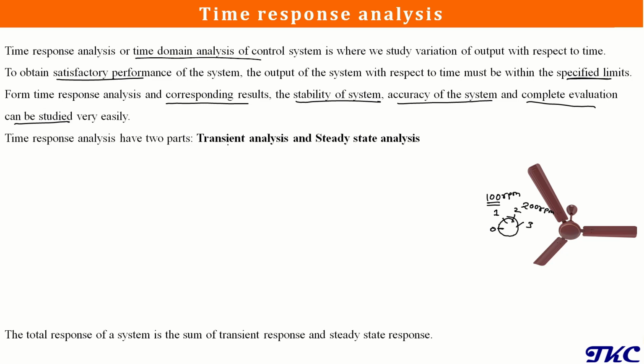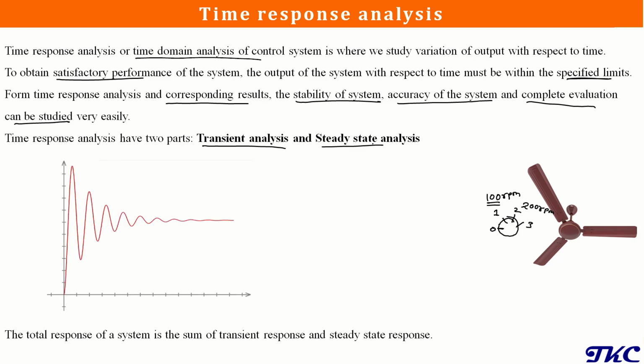Generally we find two types of response in a system. One is called the transient response and the second one is called the steady state response. Whenever we do the time response analysis, we plot the output with respect to time. This graph shows system behavior when we provide a certain input and measure its output on the y-axis, and time is given on the x-axis.